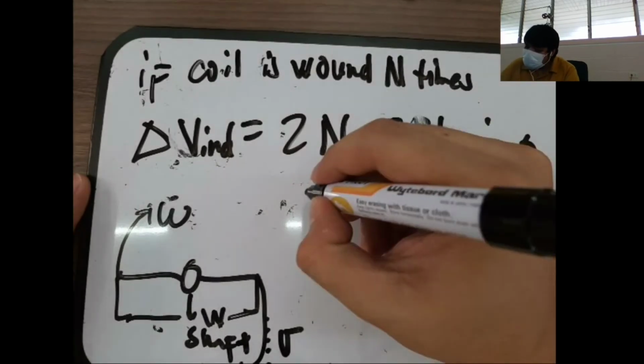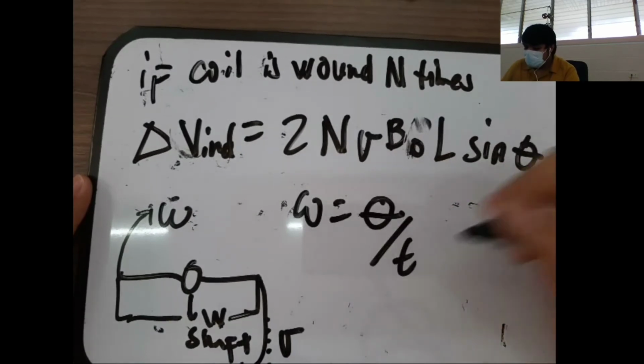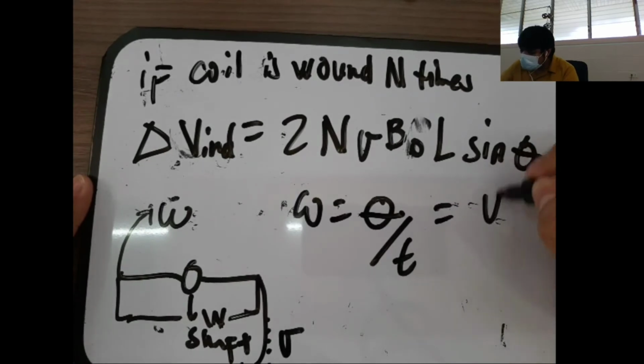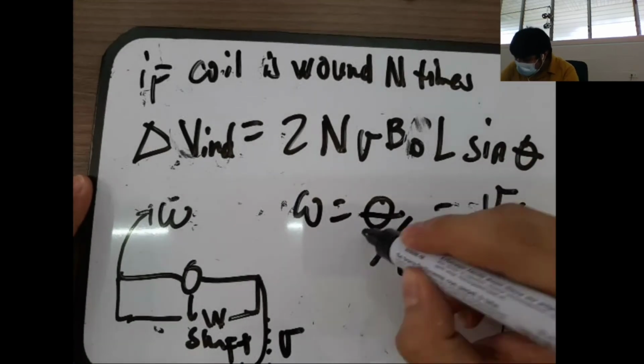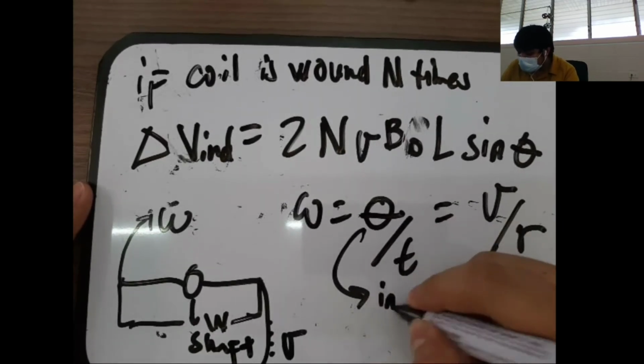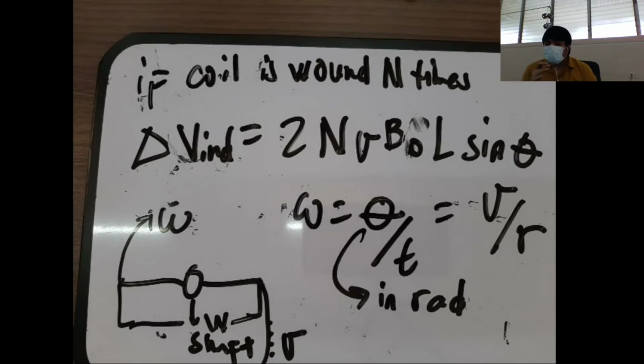And we know from our rotational mechanics that omega is equal to theta over t, or equal to linear velocity divided by r. Now, again, for angular velocity, the theta here will be in radians, okay? So when you compute for your angular velocity, don't forget to convert your angles into radians first before solving for the angular velocity, okay?